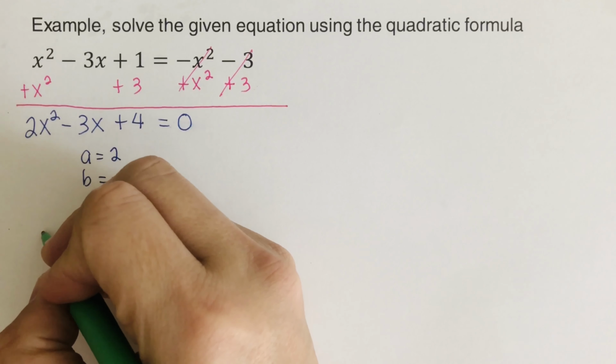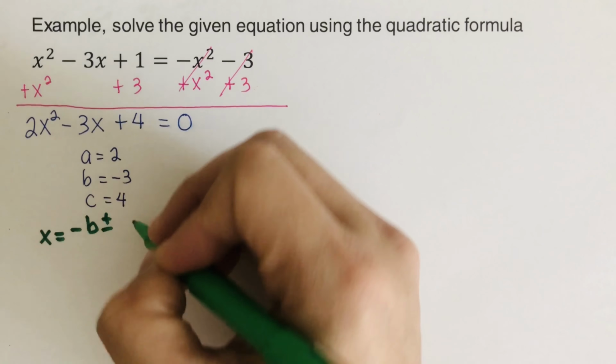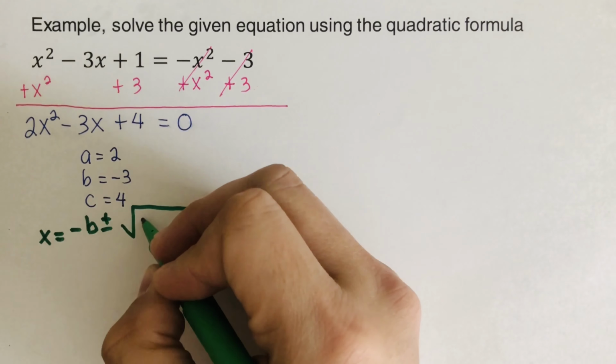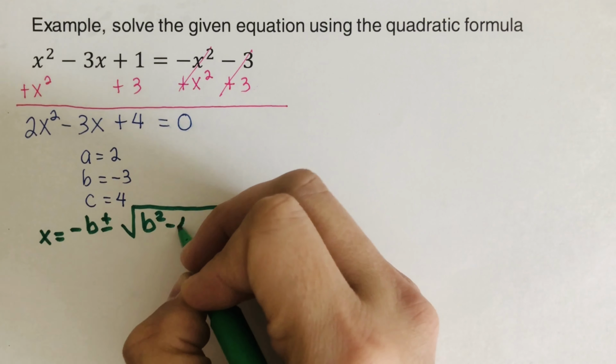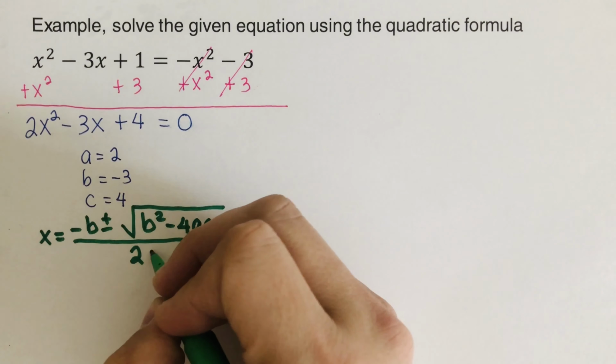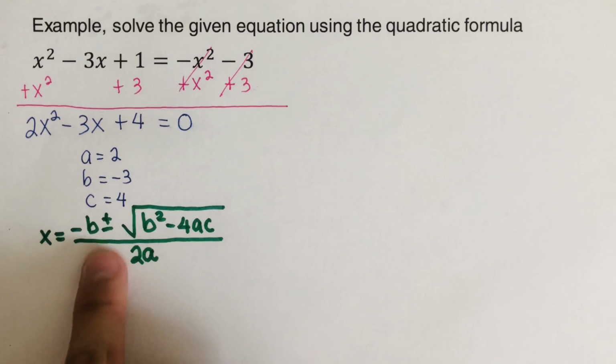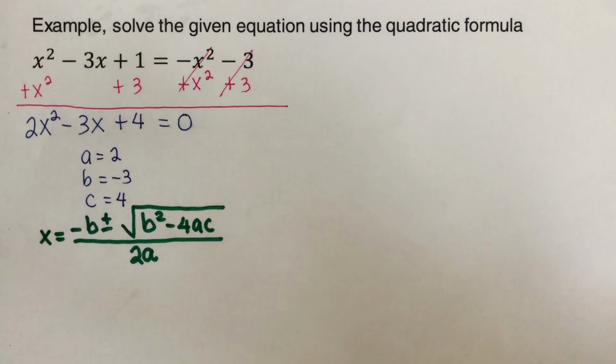From here, we plug these values into the quadratic formula to solve for x: x is equal to negative b plus or minus the square root of b squared minus 4ac, over 2a. So that's the quadratic formula. At this time, we are going to plug the values in. I gave a trick on how to use this equation, and I will give you the trick again today.